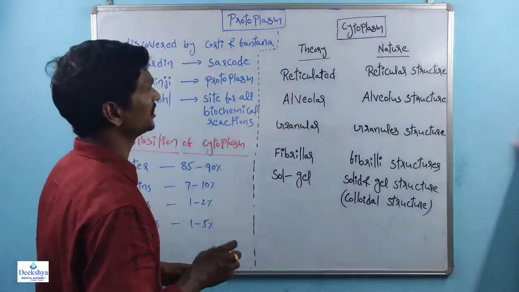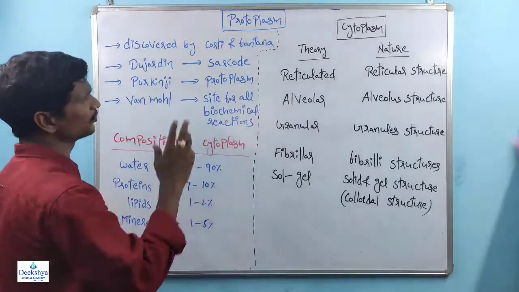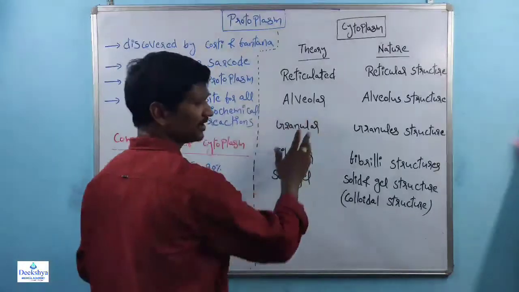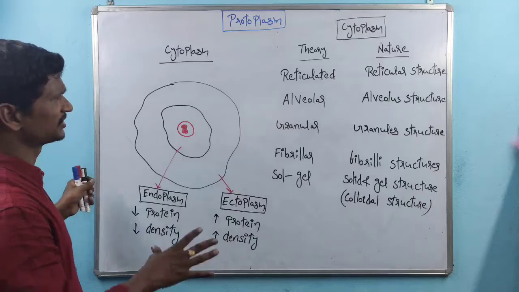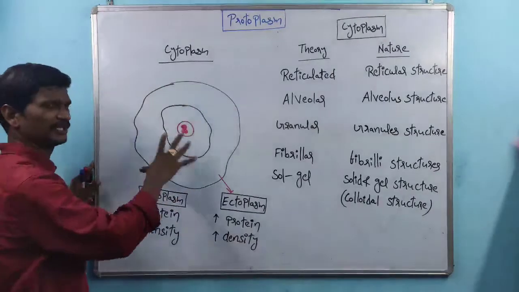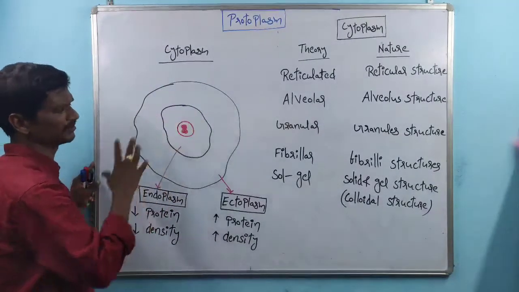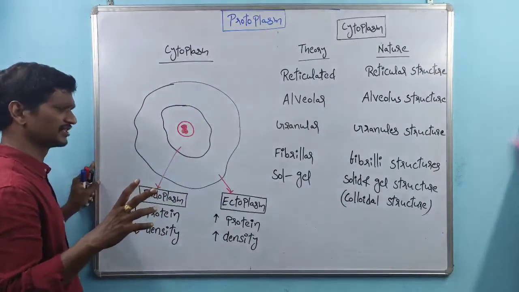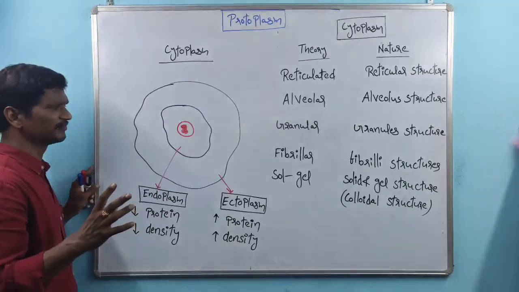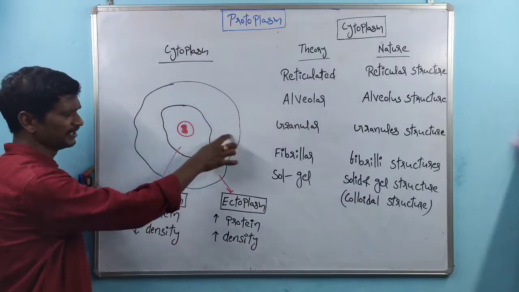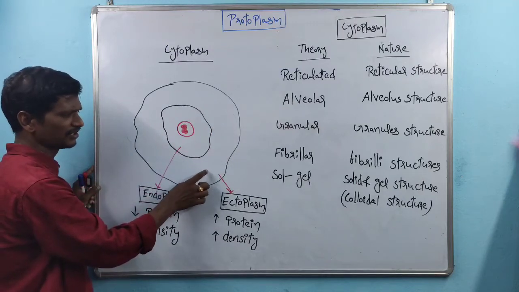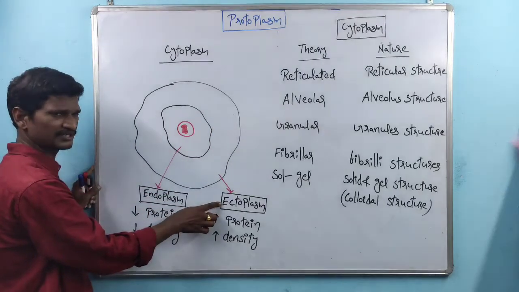So that is about the different types of theories regarding the cytoplasm, right? Coming to that, within that cell, the cytoplasm can be divided into two parts based on density. Remember, within that cell, at the peripheral side, this fluid-like substance is called ecto.